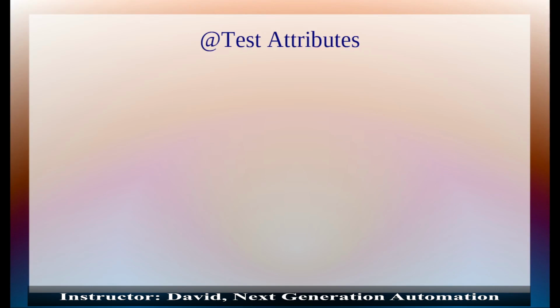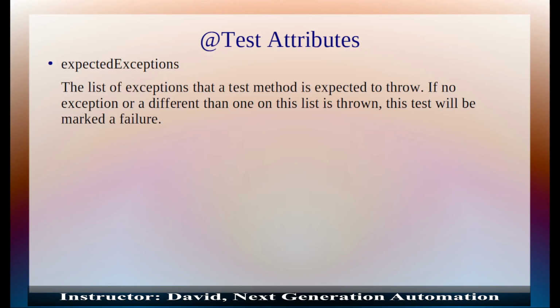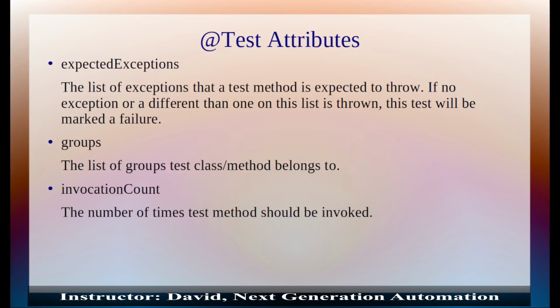Next set of attributes used by the @Test TestNG annotation are expectedExceptions attribute. As part of this attribute, it defines the list of exceptions that a test method is expected to throw. If no exception or a different one than on this list is thrown, this test will be marked a failure. Groups attribute. As part of this attribute, it defines the list of groups the test class or method belongs to. Invocation count attribute. As part of this attribute, it defines the number of times the test method should be invoked.